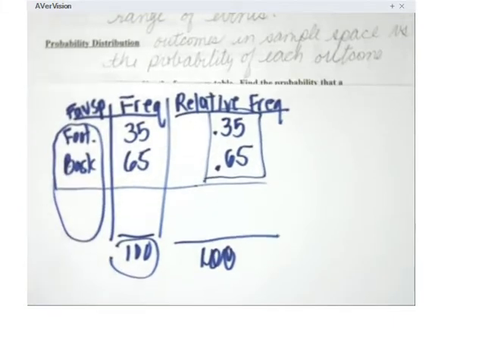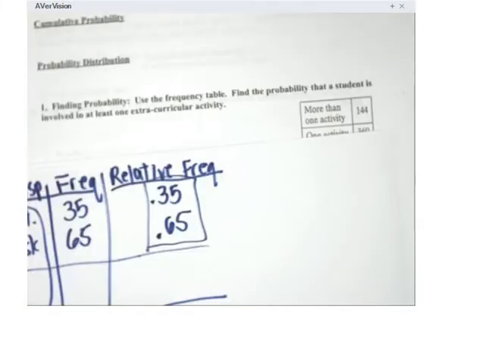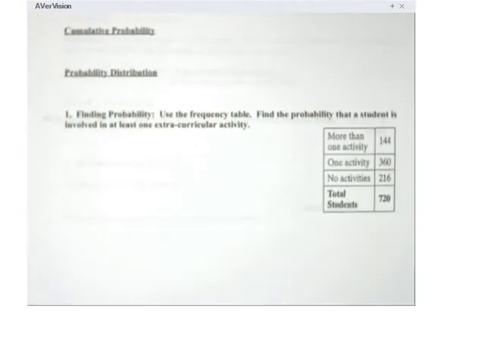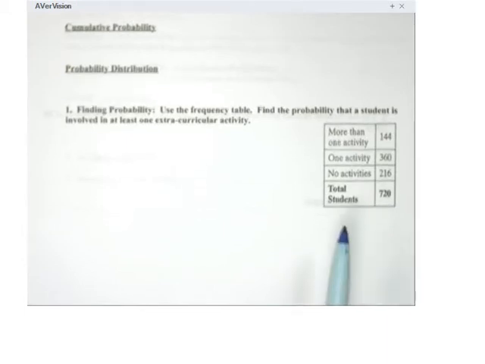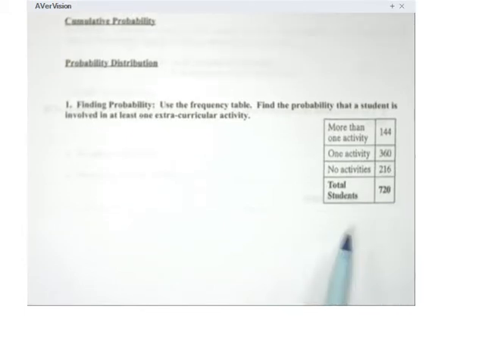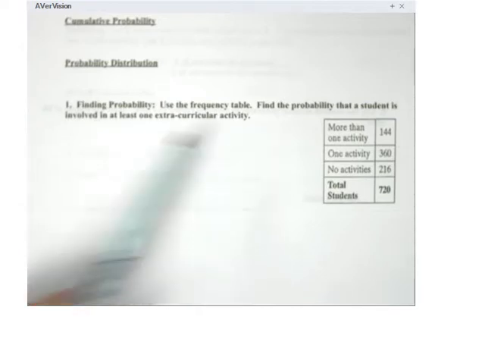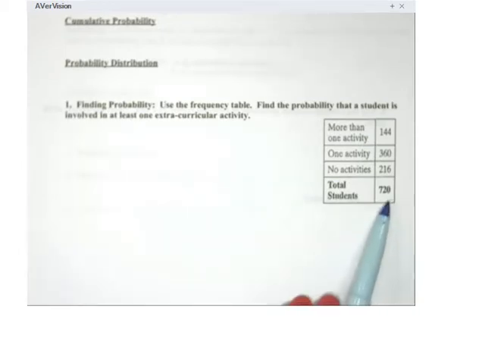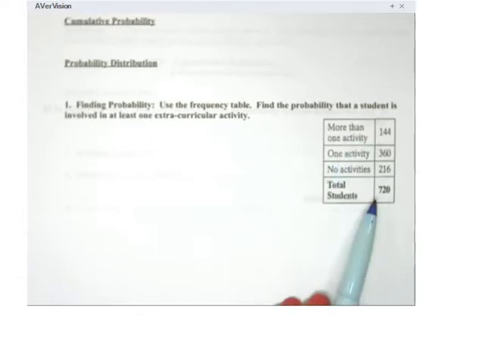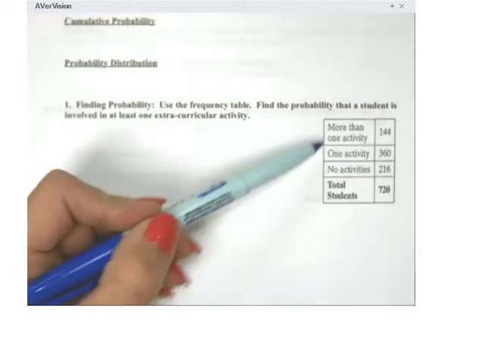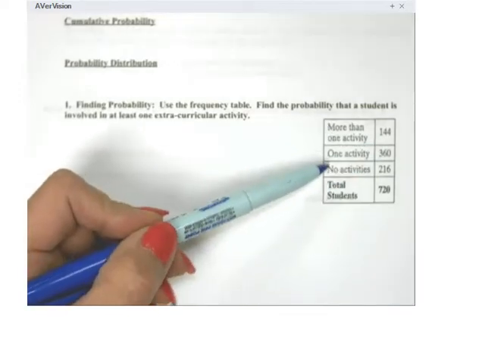All right, so let's get to a couple examples. So we have our first example, just as something real simple, and I have a frequency table, and we can see that the frequency table is talking about the number of people who are involved in at least one extracurricular activity. And so we can see that a total of 720 people were interviewed, and we can see what the totals are for the different categories. And all of these have to add up to 720 because you're either in more than one, or none.